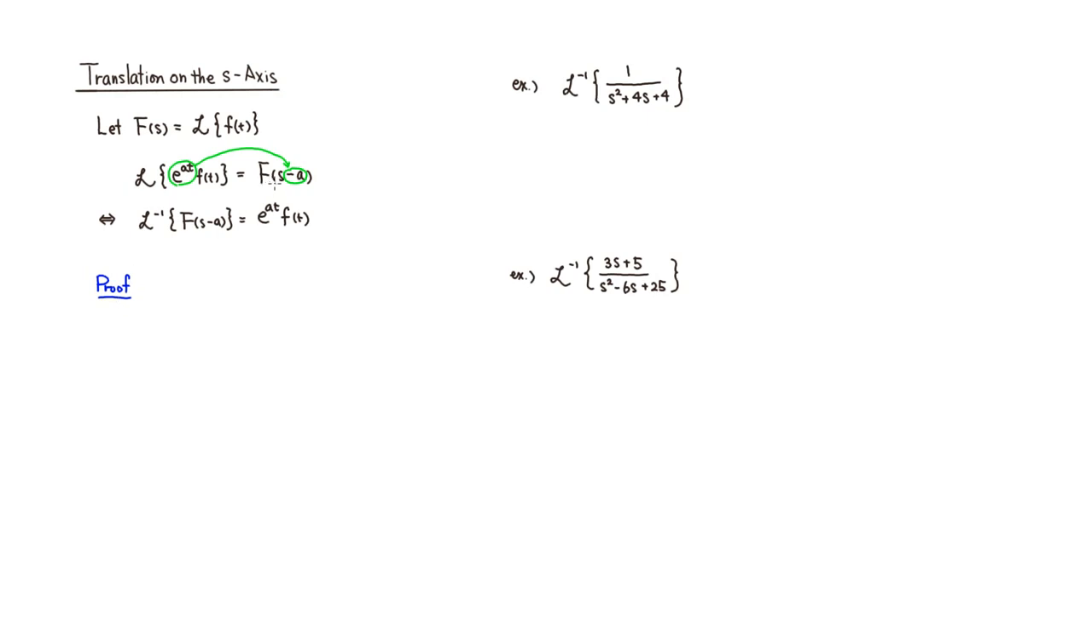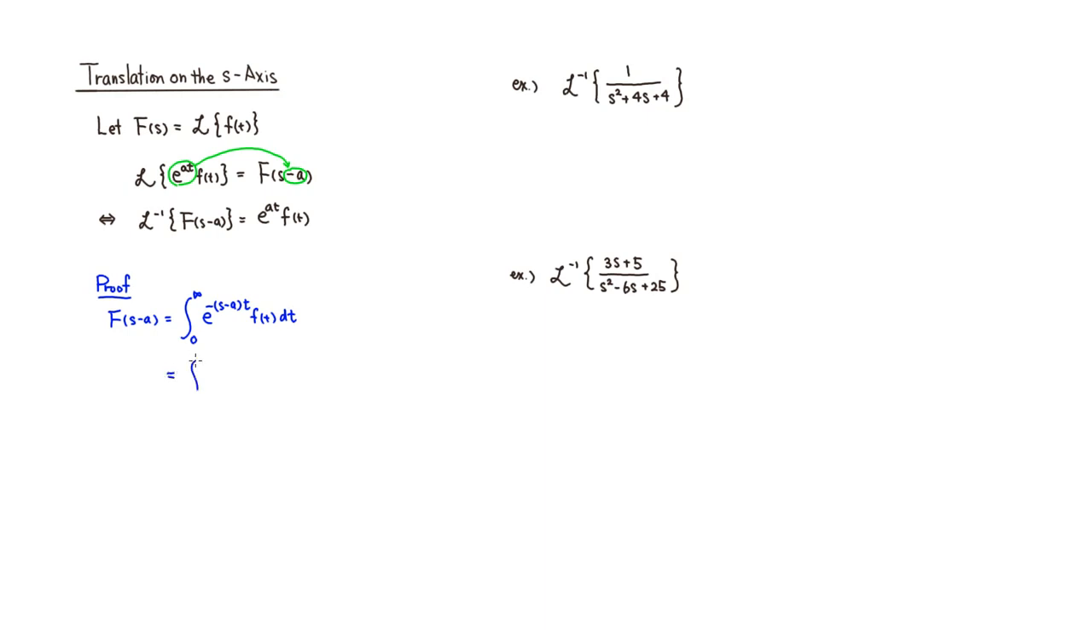I'm going to start with the right hand side, which is capital F of s minus a. By definition, this is going to be the integral from 0 to infinity. You're going to have e to the negative, instead of just s, we're going to put the s minus a times t, then you have f of t dt. Then I'm going to separate this.